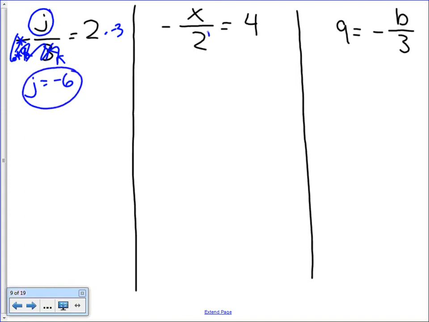The next one, I need to get rid of the 2 and the negative, so let's multiply by negative 2 on both sides. The negatives will go away, the 2's will go away. I just have an x on the left side, and that equals 4 times negative 2, which gives me negative 8.